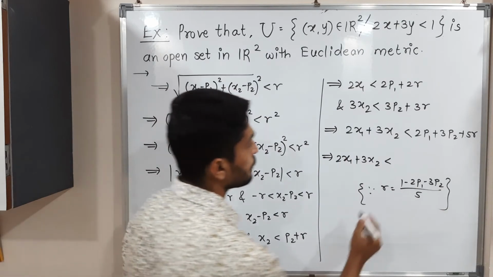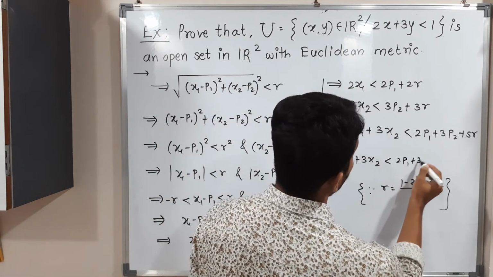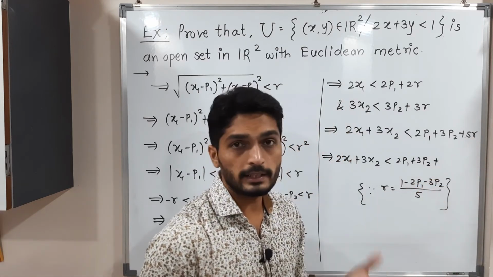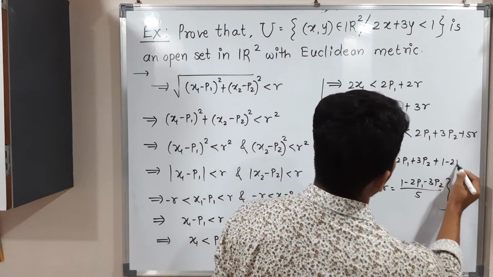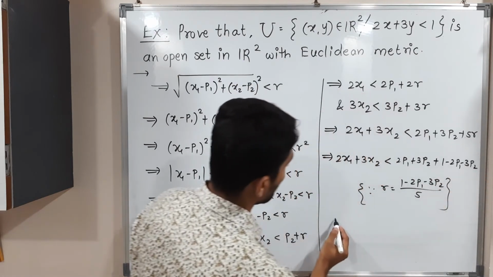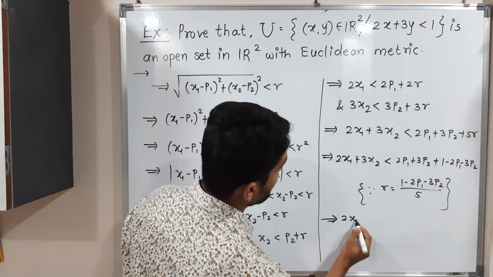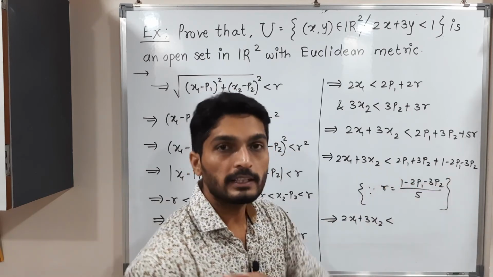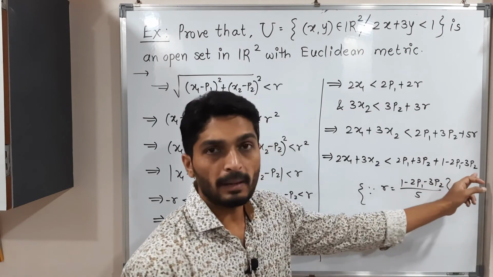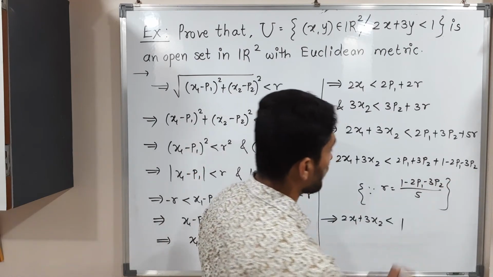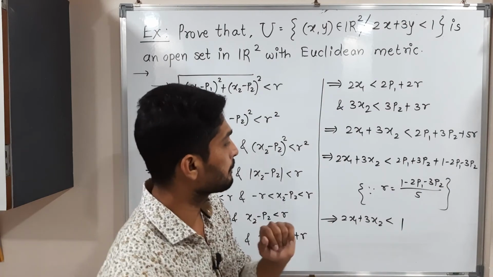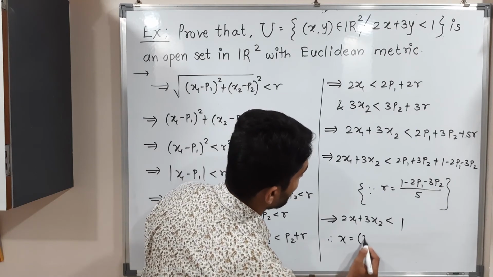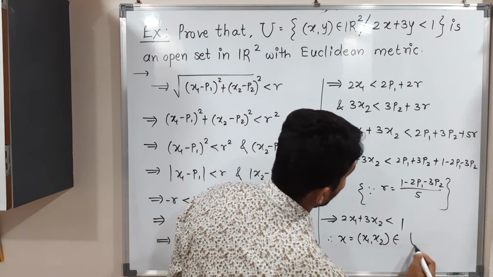So that value of r I am going to put. If you put the value of r here, 5 is there as a multiple of r, so 5 will get cancelled. Therefore 1 minus 2p1 minus 3p2. So this implies 2x1 plus 3x2 less than 2p1 plus 3p2 plus 1 minus 2p1 minus 3p2. 2p1 minus 2p1 will get cancelled, 3p2 minus 3p2 will get cancelled. That means we will have only 1. So therefore this point satisfies this condition. So therefore (x1, x2) is a member of U.